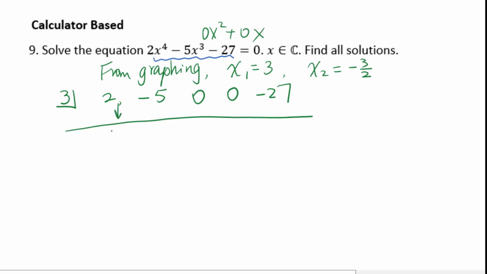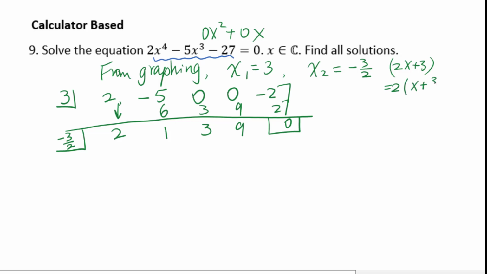Drop down 2, multiply 6, 1, 3, 3, 9, 9, 27. We get 0. Keep doing this synthetic division. This time we will do negative 3 over 2. For negative 3 over 2, we know the factor is 2x plus 3. So we take 2 out. We can get x plus 3 over 2.